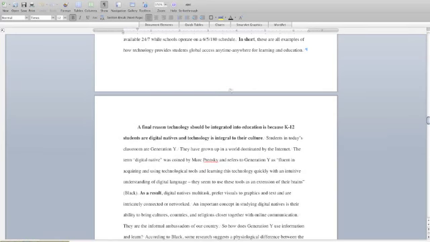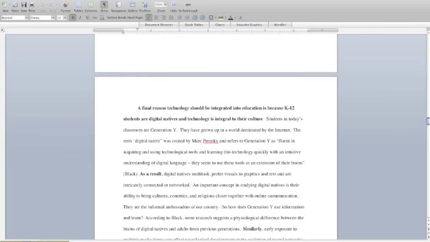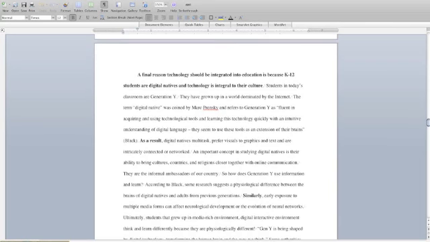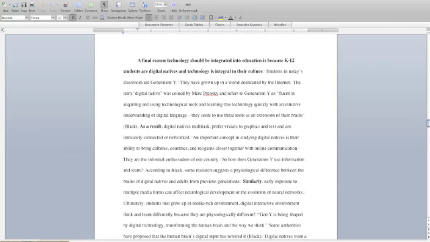All right, so let's move into the next and final support body paragraph. It says a final reason technology should be integrated into education is because K through 12 students are digital natives and technology is integral to their culture. So that's the fourth reason that technology should be integrated. That reason is in support of the thesis that states that technology should be integrated into the K through 12 classroom.